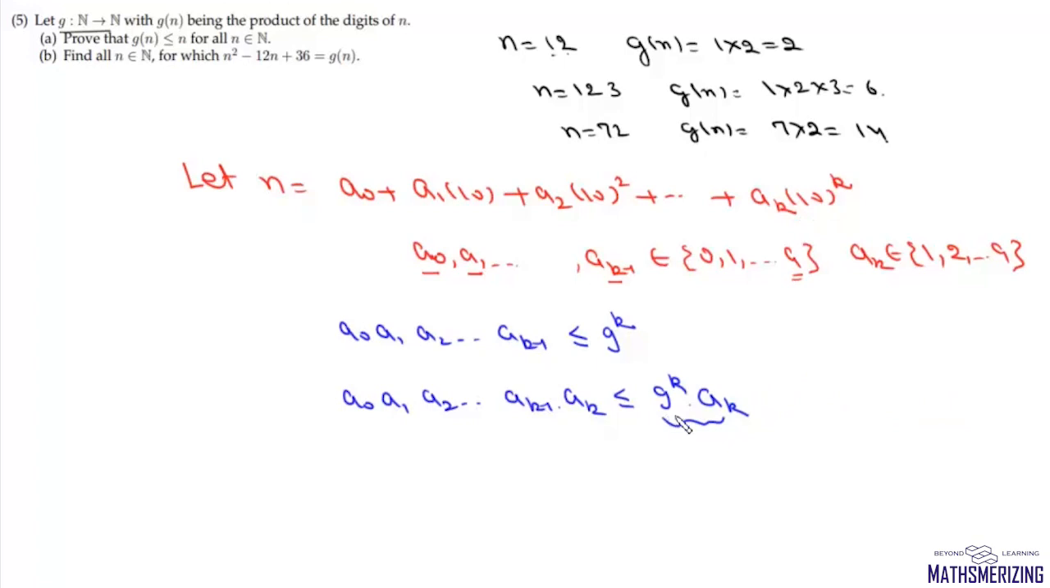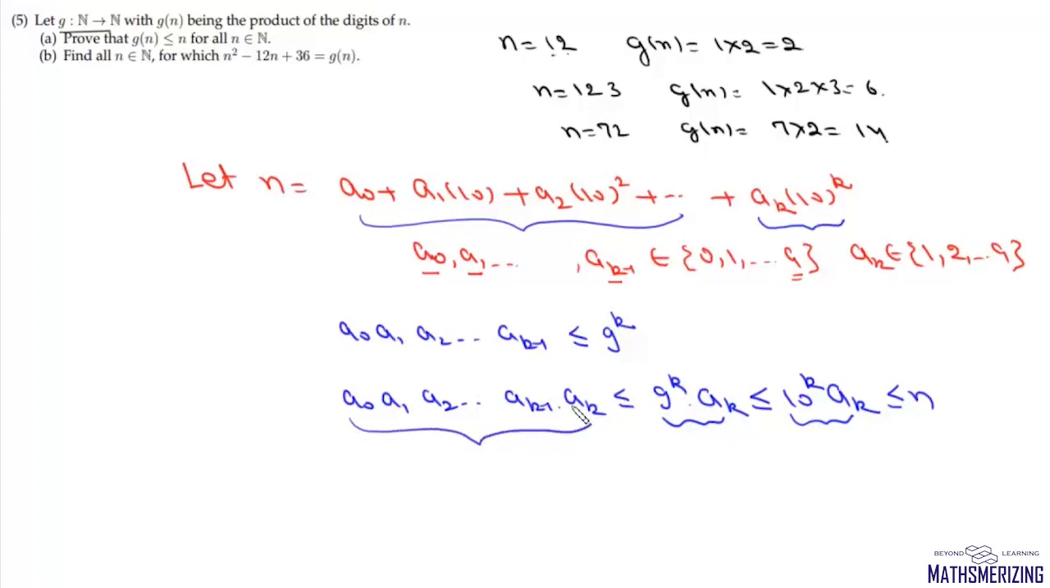Now 9 to the power k into ak is always less than or equal to 10 to the power k into ak. Now 10 to the power k into ak plus all these other terms is equal to n. So we can simply say 10 to the power k into ak is less than or equal to n. Now this product on the left hand side, a0, a1, a2, ak, is nothing but the product of digits of n. So it is nothing but gn. So from here we can say gn is less than or equal to n. So that's our first part. For all n belongs to N, gn is always less than or equal to n.